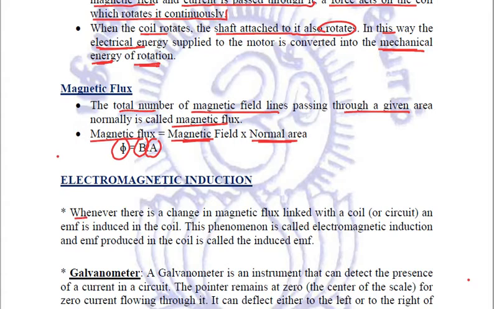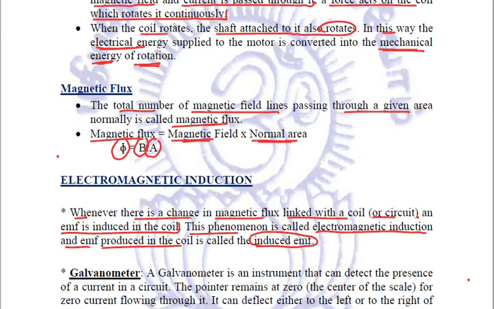Now let's talk about electromagnetic induction. Whenever there is a change in magnetic flux linked with a coil or circuit, an EMF is induced in the coil. This phenomenon is called electromagnetic induction, and the EMF produced in the coil is called the induced EMF, right?